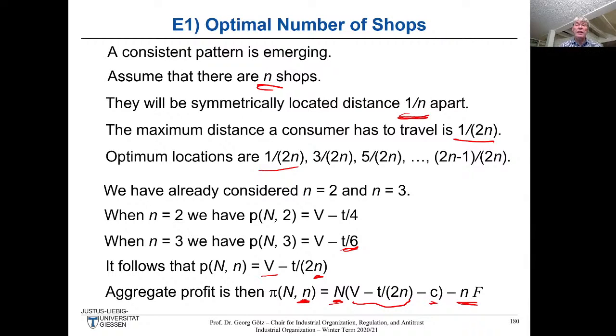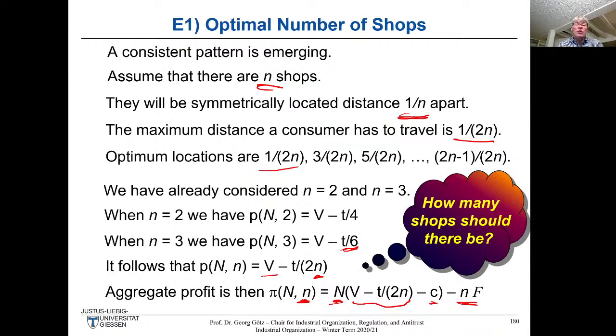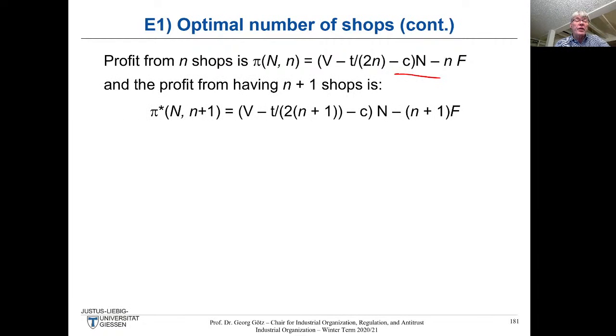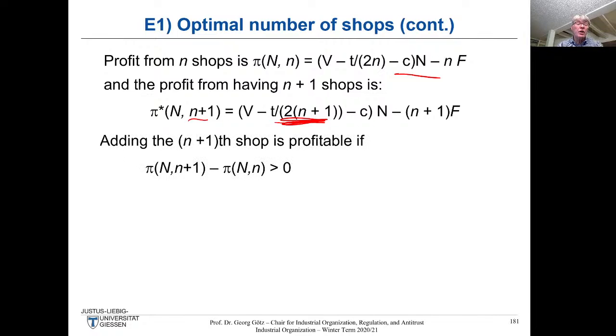Okay, and then what we are doing is ask how many shops should there be. Given this just reproduces what I just wrote, the question is, what happens if I add another shop? If I add another shop, of course, my price changes. That's exactly what's happening here. Under what circumstance do I add another shop? If the profit, if I have n+1 shops, is higher than if I have n shops.